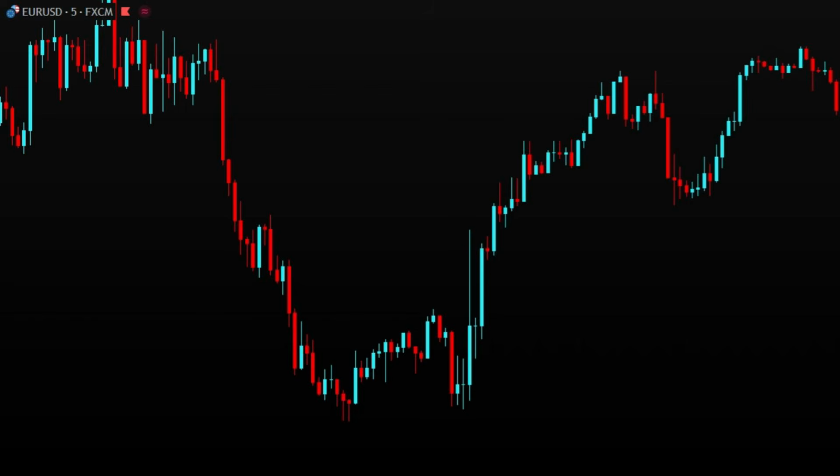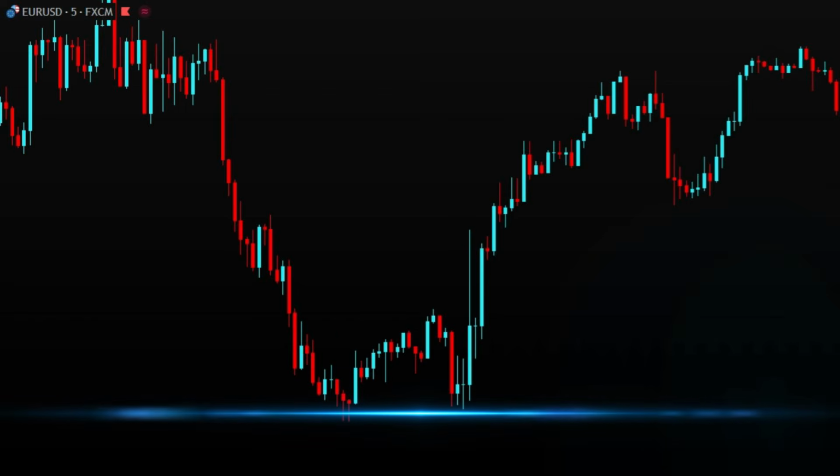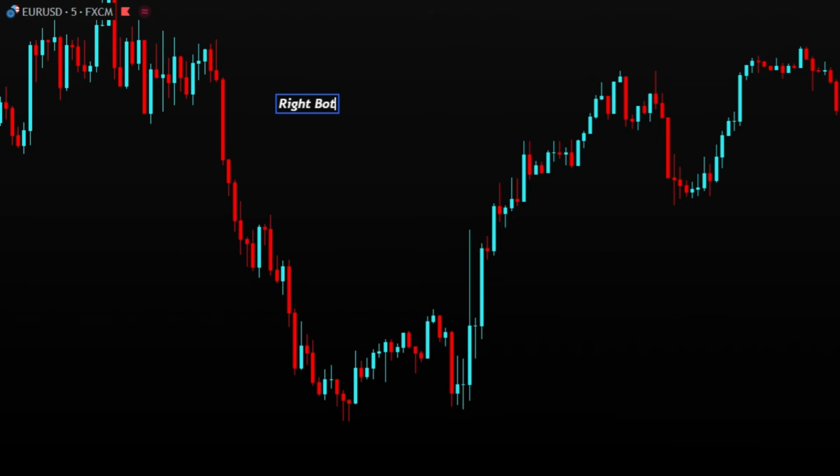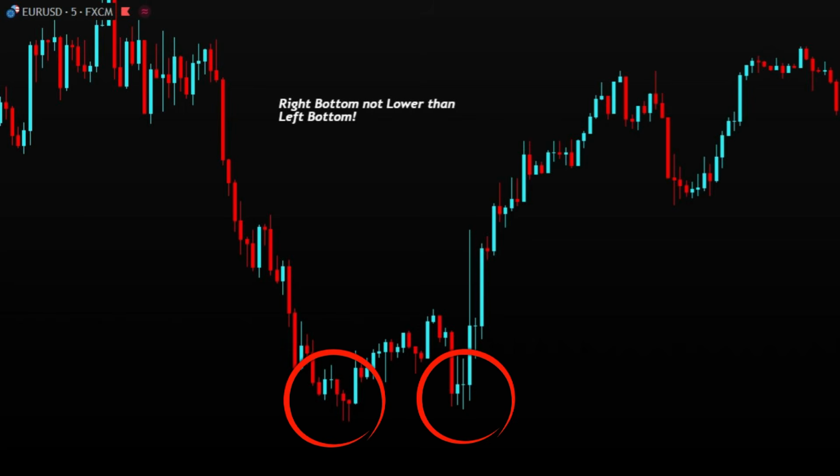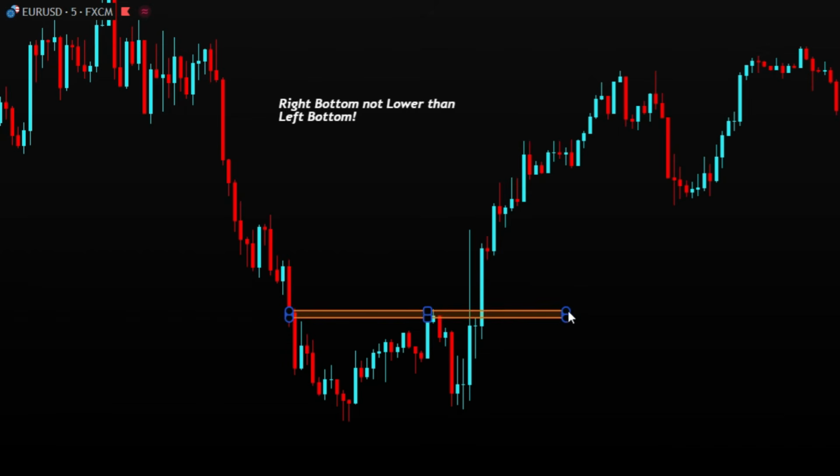Alright, now let's flip the situation. This time, candles form two identical bottoms. Ideally, the right bottom shouldn't be lower than the left one. From my experience, these setups actually perform better. So the perfect condition is when both bottoms stand close together, having almost the same low. So I draw a neckline, which acts as a resistance level.